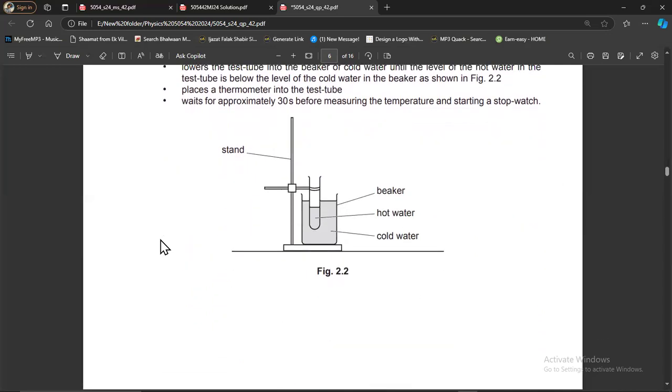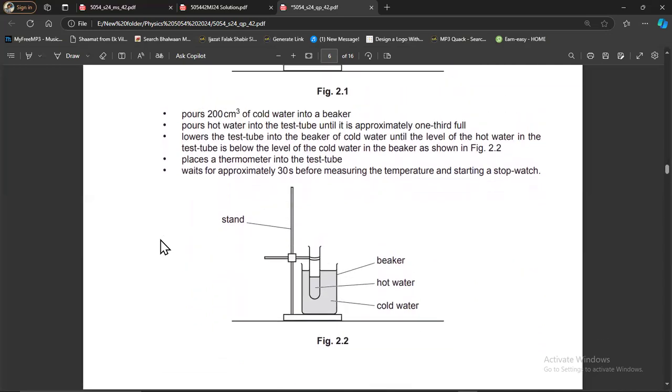So basically what they have done, they have poured some hot water in this test tube, then they have poured some cold water in this beaker, and they have put that test tube into that beaker. They have made sure that the level of the hot water in the test tube is lower than the level of the water in the beaker. So this beaker has cold water, this test tube has hot water.